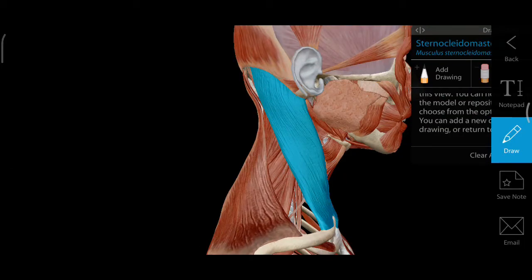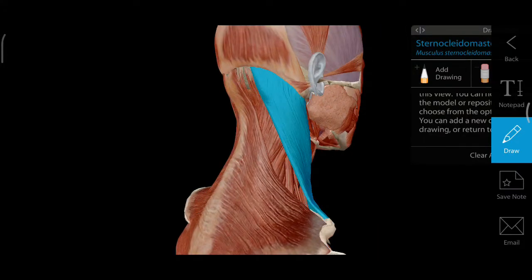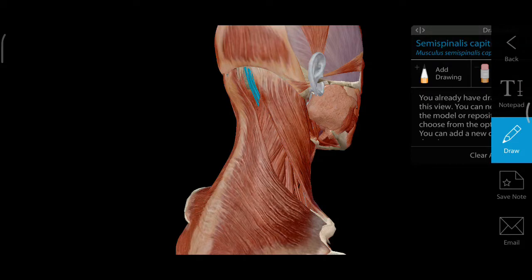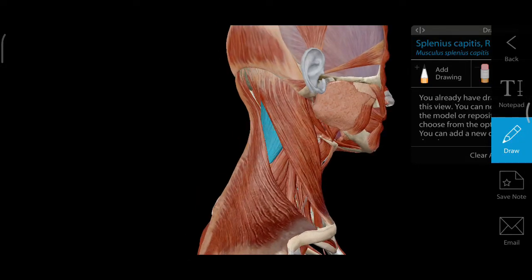Now comes the floor. The floor is formed by five muscles. The first muscle is the semispinalis capitis. Can you see this muscle, this thread-like muscle? The second muscle is the splenius capitis, and the third muscle is the levator scapulae. The fourth muscle is the scalenus medius, and the fifth muscle is the first few digitations of the serratus anterior.